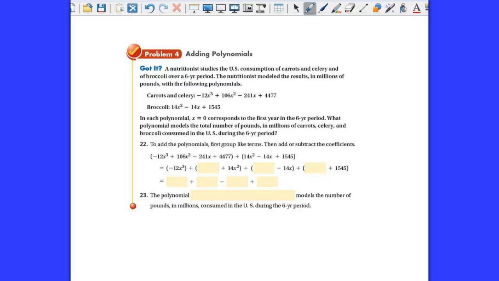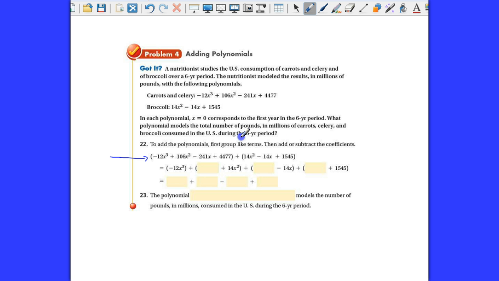All right, well, the other thing that we have to do in this chapter is we have to be able to add the polynomials. All right, we have a nice little equation here. I'm not going to read through it. Basically what they want us to do here is add these two polynomials. So I just want to deal with that first. They put a nice little application concerning vegetables.